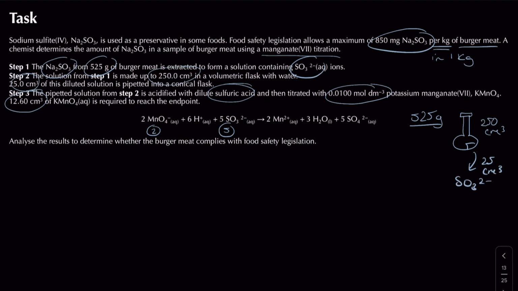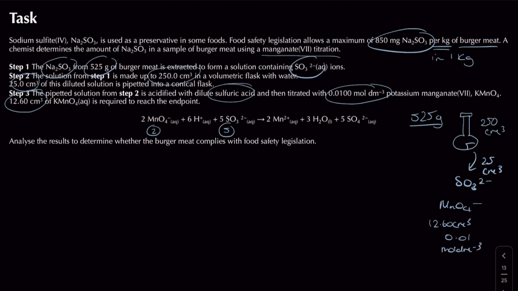So SO3 2- is 25 centimeters cubed, and of course we're going to react that 25 centimeters cubed with manganate, MnO4-, with a volume of 12.60 centimeters cubed and a concentration of 0.01 mole per dm cubed.